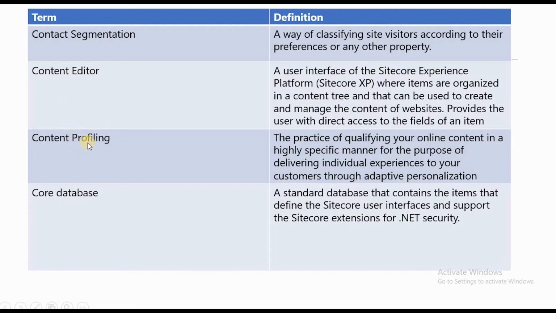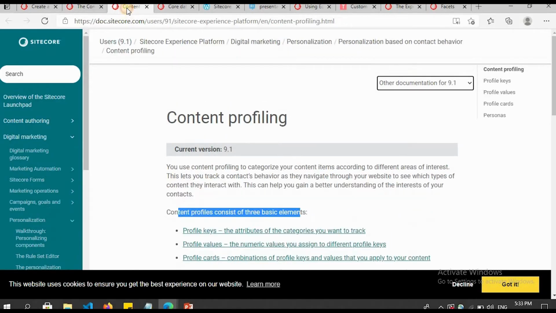The third term is content profiling. So what is content profiling? It's a practice of qualifying your online content in a highly specific manner for the purpose of delivering individual experience to your customers through adaptive personalization. So what is adaptive personalization? I have covered it in the last video. You can see that. And if you want to read more about content profiling, you can go to this page.